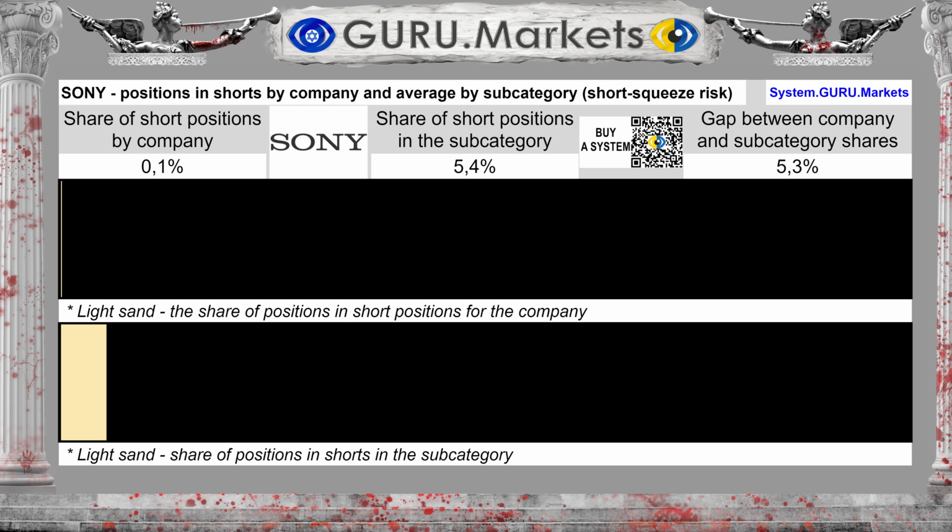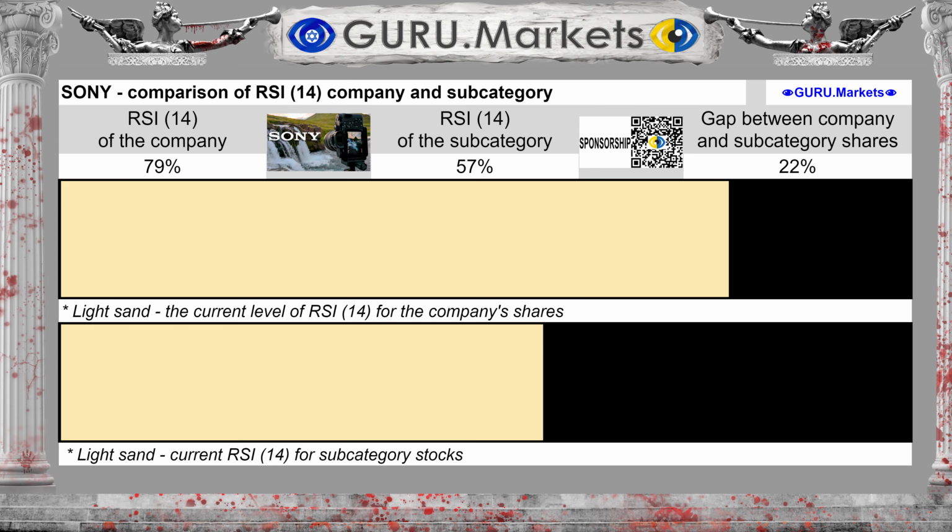This is an indicator of a possible short squeeze. Technical indicator RSI, 14, shows a level of 79% for the company Sony Group Corporation ADR. In the subcategory, this level is 57%. Potentially, shares of the subcategory are quoted lower than the company's Sony Group Corporation ADR.